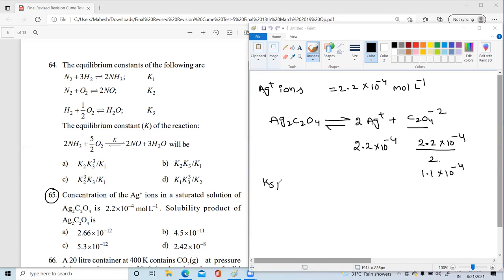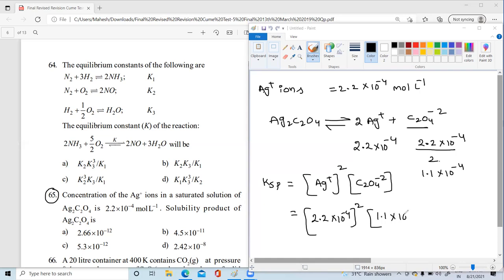Then Ksp equals the concentration of Ag plus raised to the power 2 times the concentration of C2O4 2 minus. So what is the Ag plus concentration here, students? 2.2 into 10 to the power of minus 4, squared, times the concentration of C2O4, 1.1 into 10 to the power of minus 4. On simplification, students, we get the answer 5.3 into 10 to the power of minus 12. So option C is the correct one.